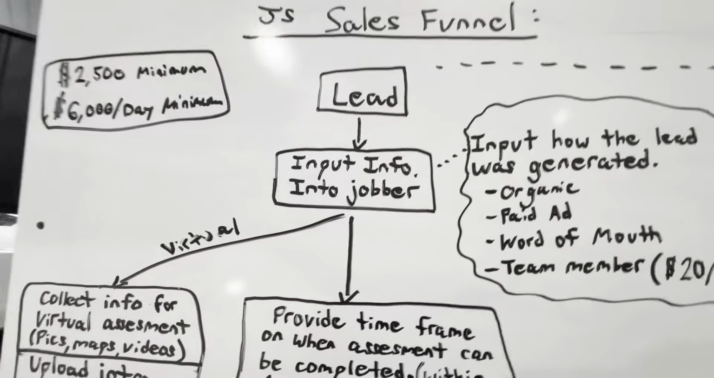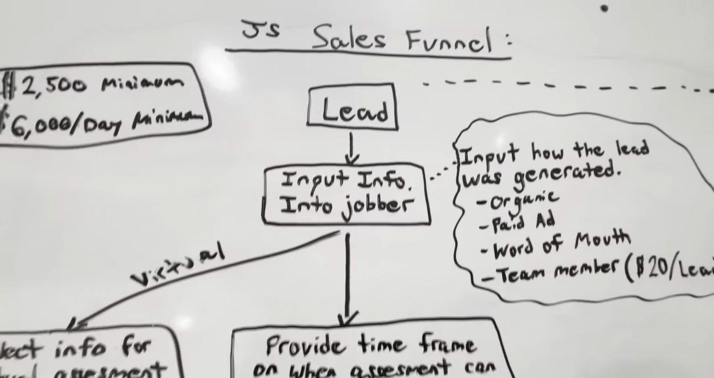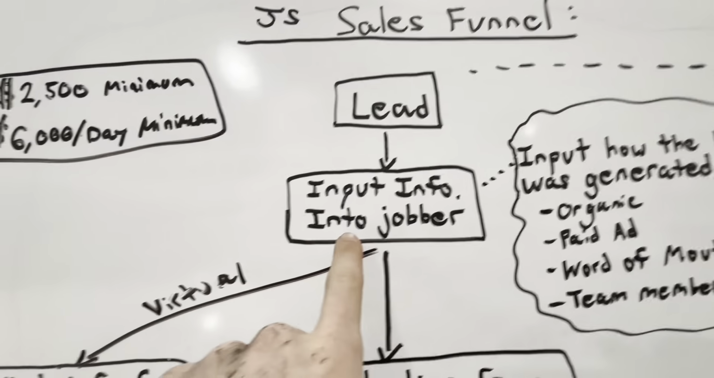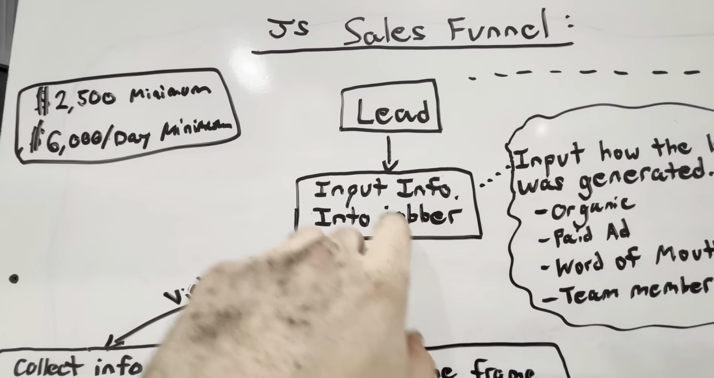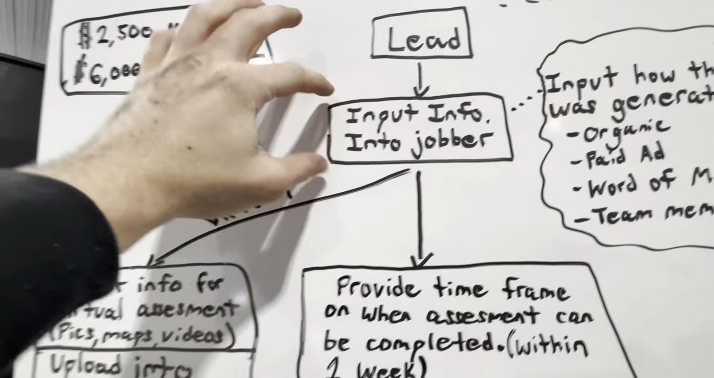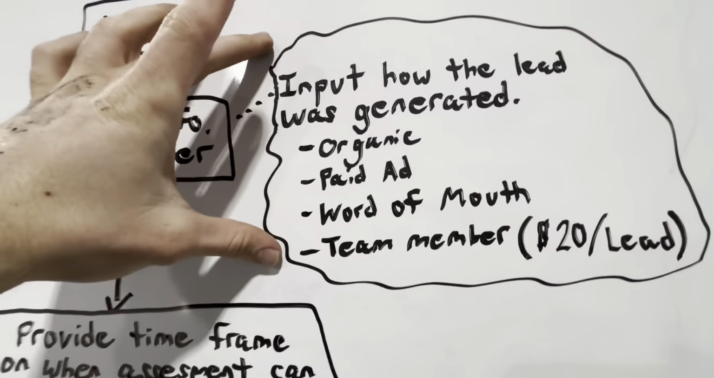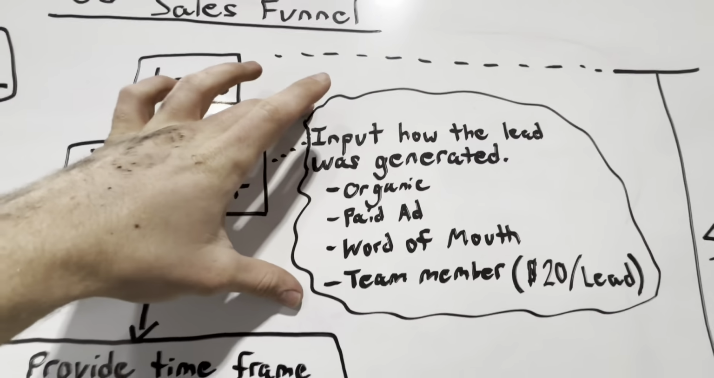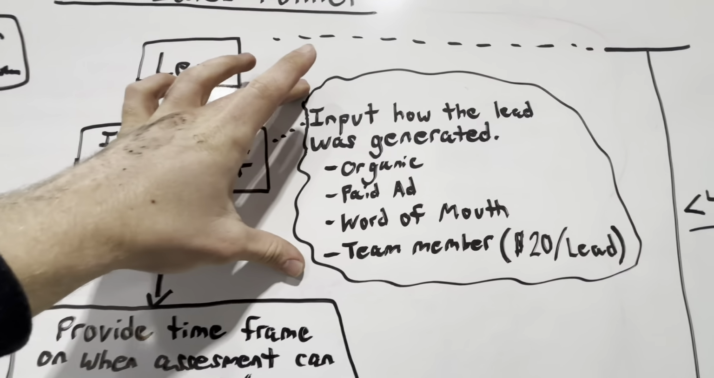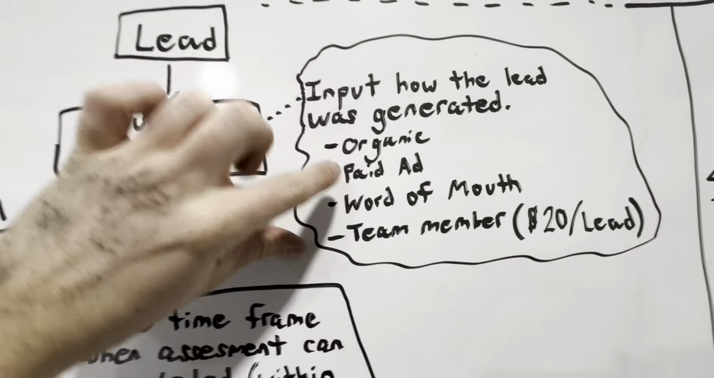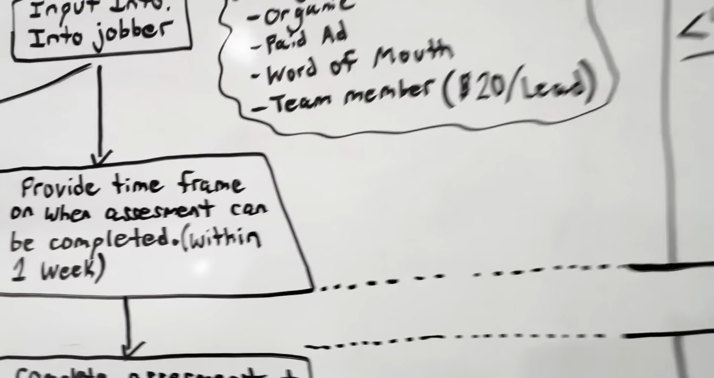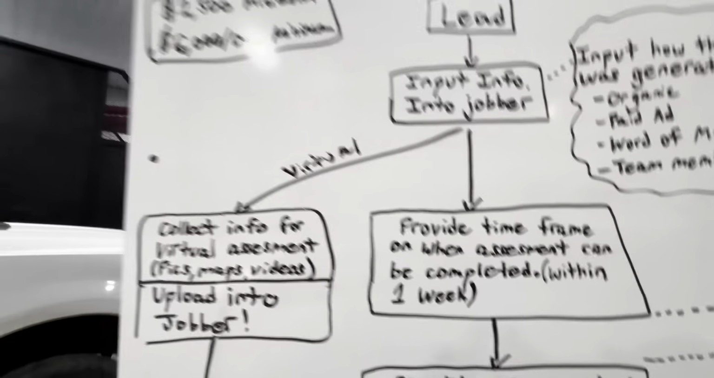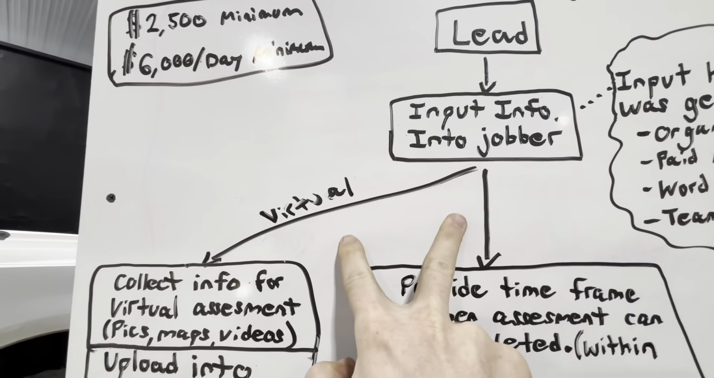So first thing, obviously, lead comes in. Usually that's a phone call, text, email, whatever. Input info into Jobber. It's the software we use. So first thing, lead comes in, document their information on the phone call, input how the lead was generated. This is important for our marketing plan, so we can figure out, okay, where did this lead come from? Was it organic? Was it paid? Was it word of mouth? Did a team member refer us? Whatever. From there, there's two different paths we can go.